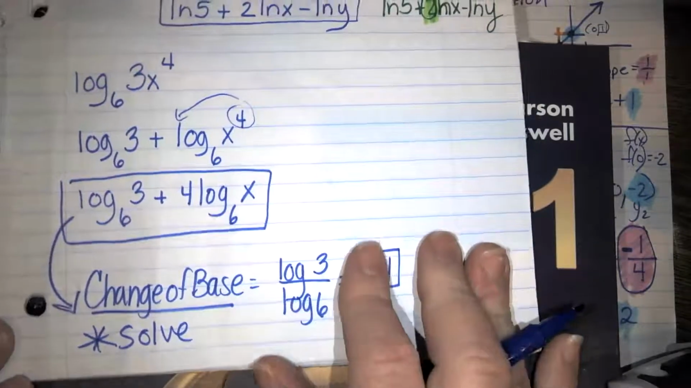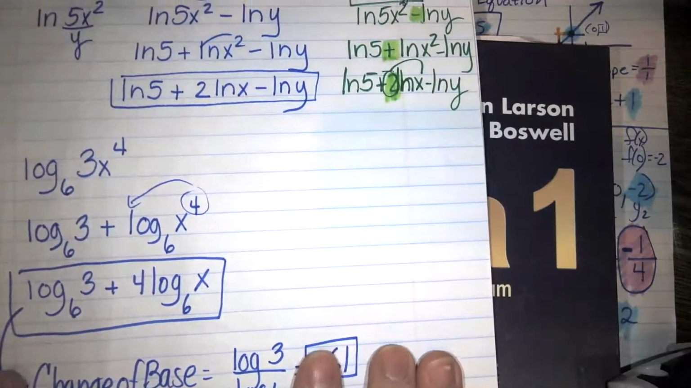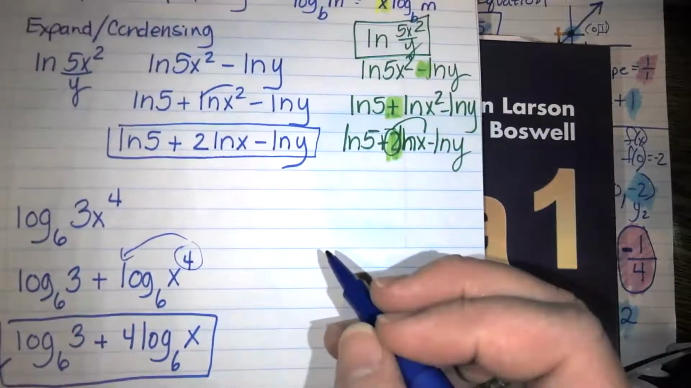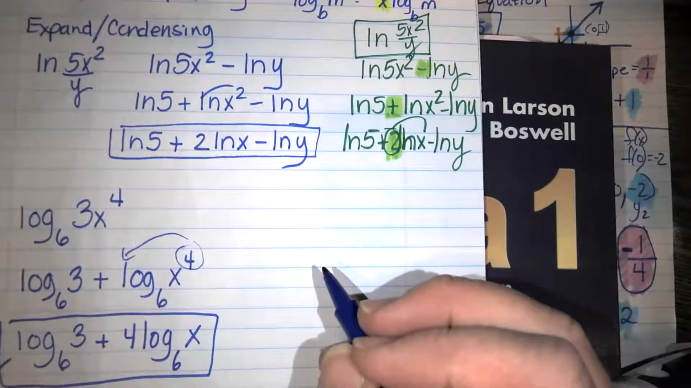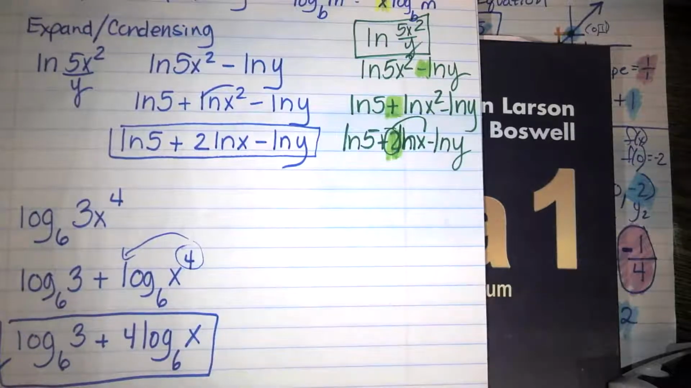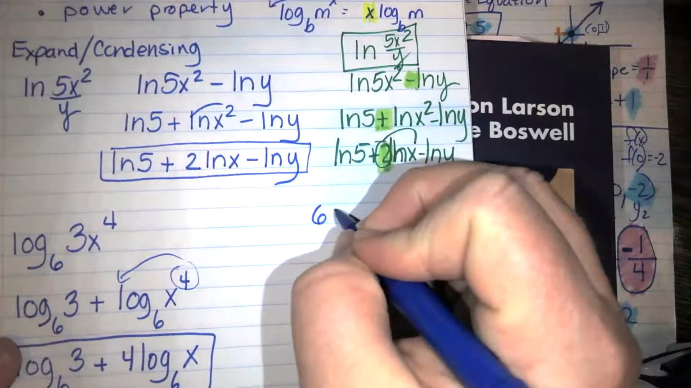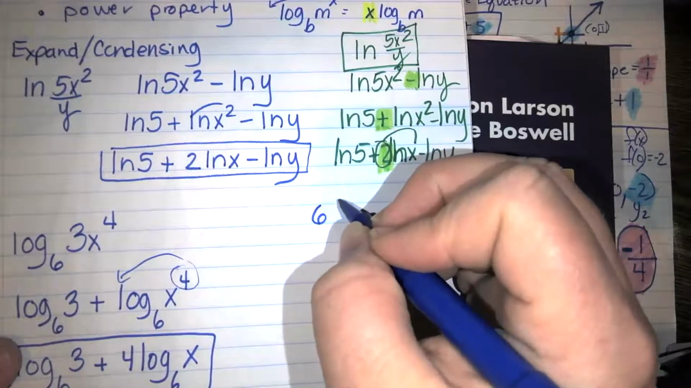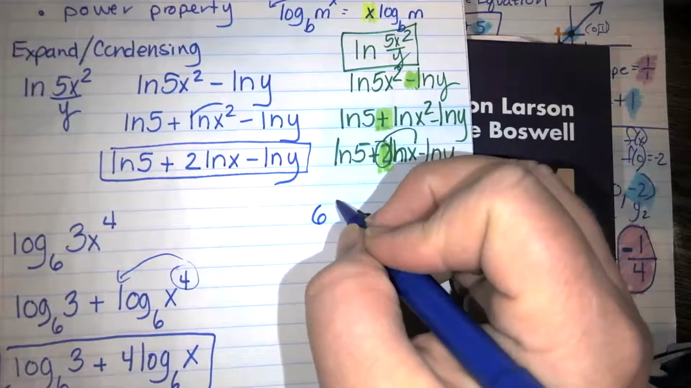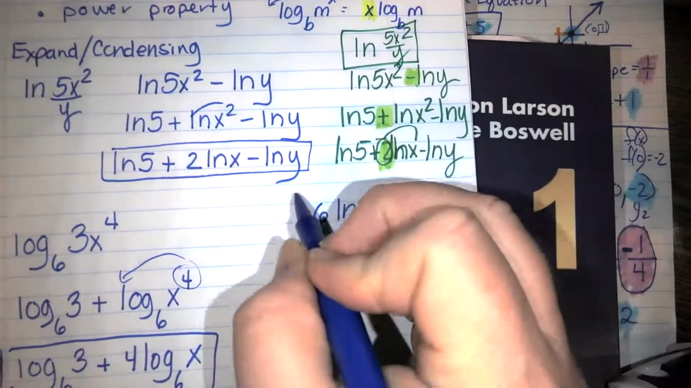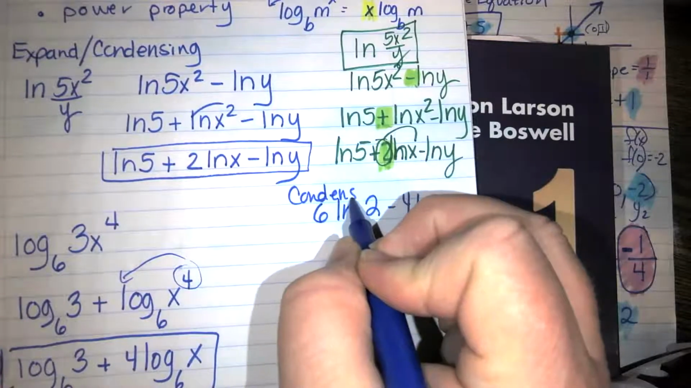All right, shall we try, oh goodness, let's see. I want to try a condensing. All right, here you go. So I want you to condense 6 ln 2 minus 4 ln y. So would you condense this, please?